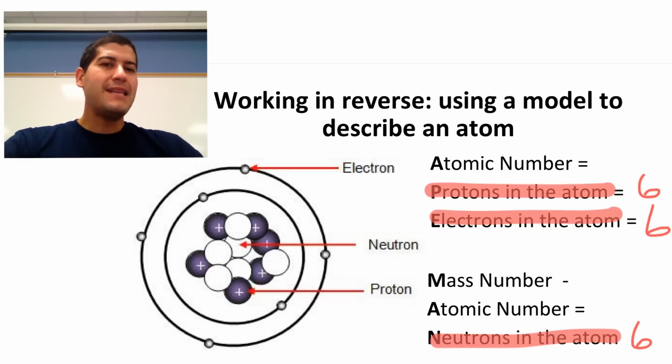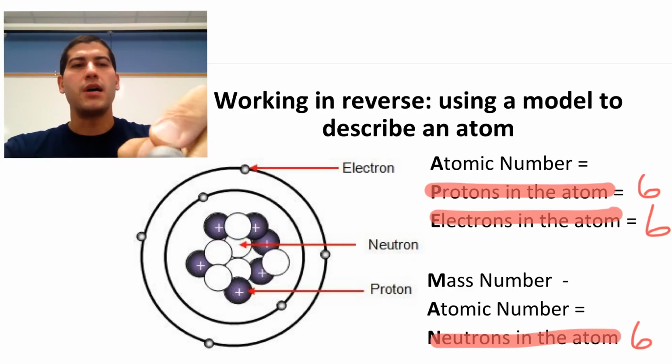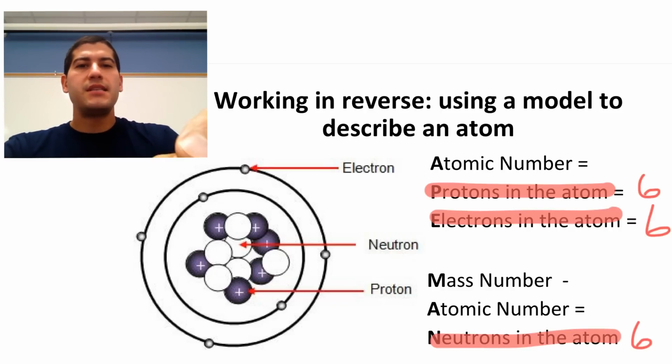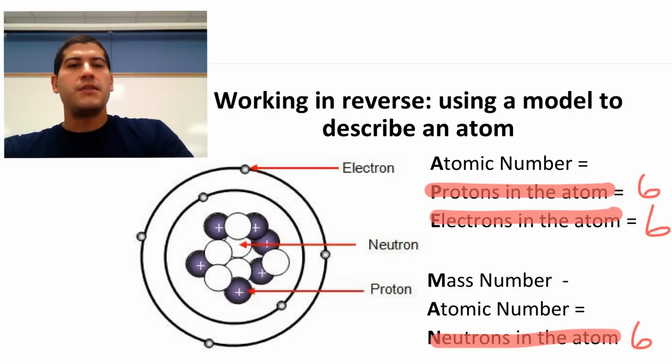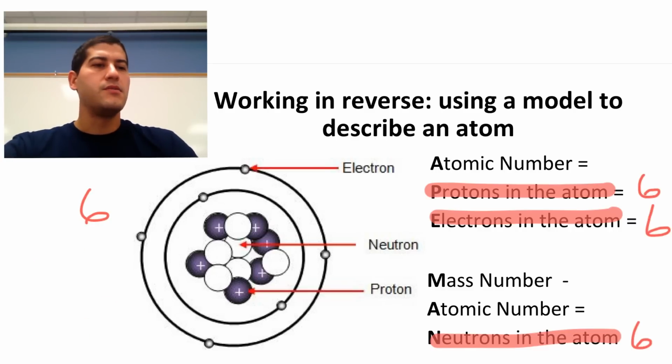All right, the mass number is the entire nucleus of the atom. It's the neutrons plus the protons. So if we have 6 protons and we have 6 neutrons, we'll work this in reverse. Our mass number is going to be 12, protons plus neutrons. And our atomic number, easiest one of all, is simply the number of protons.